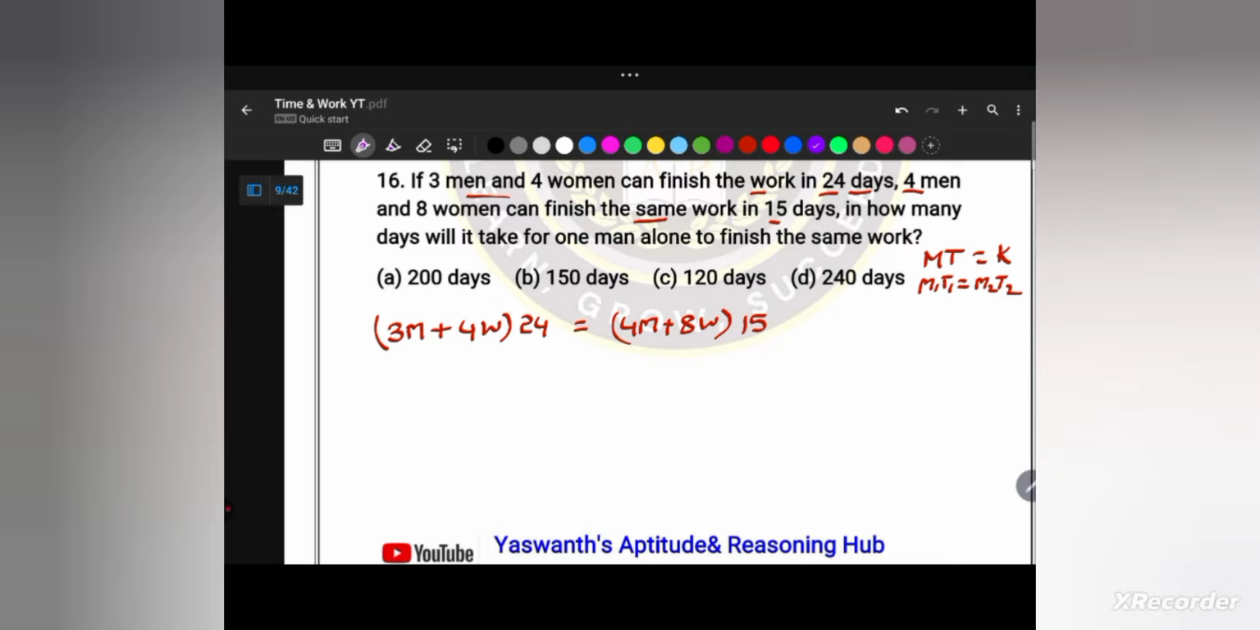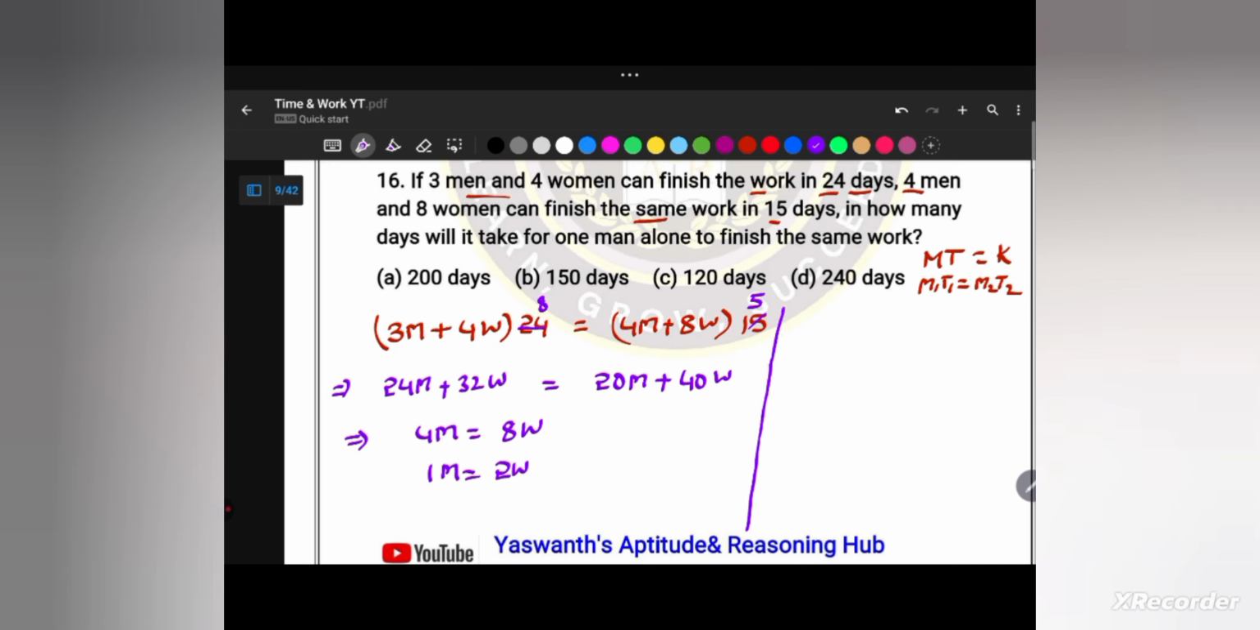Now, is there any cancellation possible? Yes, we can cancel: 3 eights, 3 fives. After equating, we get 8 threes is 24 M plus 8 fours is 32 women, equal to 5 fours is 20 M plus 8 fives is 40 women. So the next step will be getting 4M equal to 8 women. So 1 man will be equal to 2 women. So the relation will be 1 man equal to 2 women.